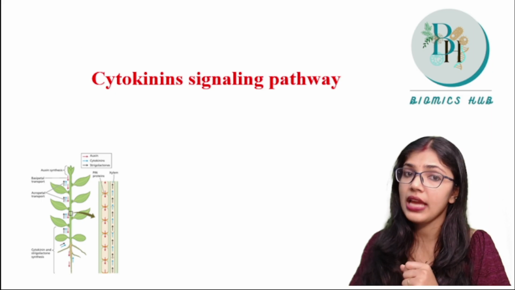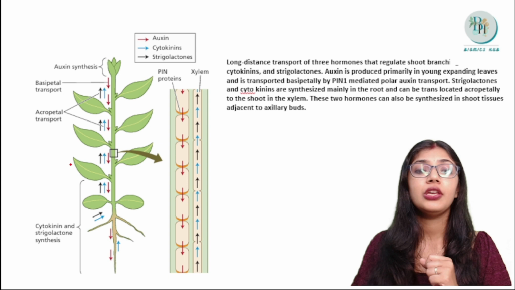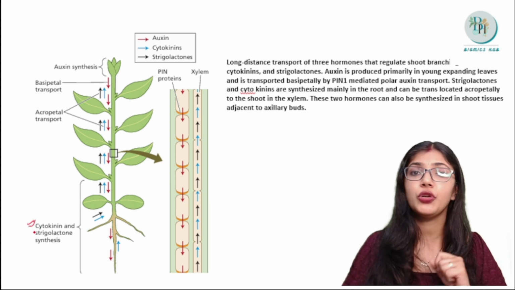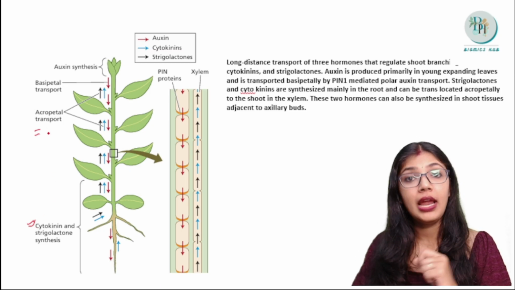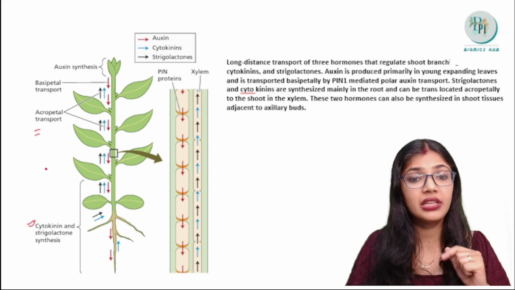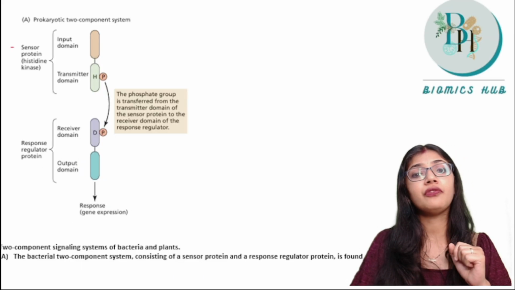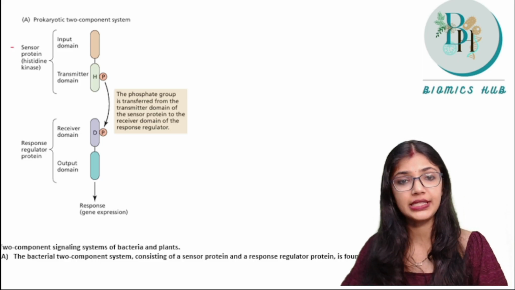Before discussing that, we first have to understand where cytokinin is formed. Cytokinin is synthesized in the root and it is transferred to different parts in an acropetal manner, and the transfer is by the xylem. The signaling pathway of this cytokinin is derived from a bacterial two-component system.